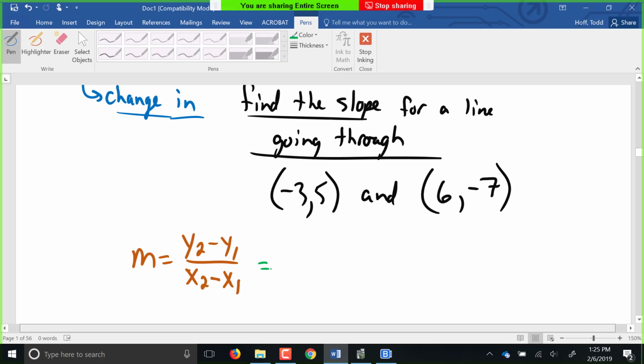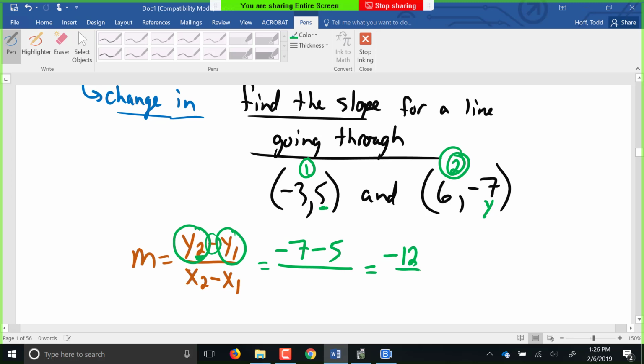The simplest way for me to do these is I label my points, point 1 and point 2. So now y2 means the y coordinate of the second point, which is -7. Minus y1 is point 1, the y coordinate, which is 5. You'll notice there that the negatives are going to come into play. What is -7 minus 5? -12. Good.